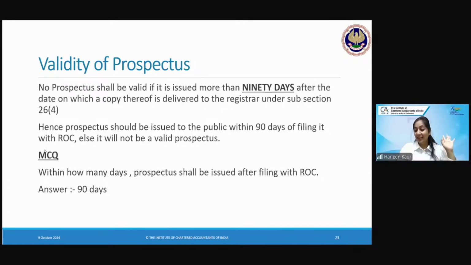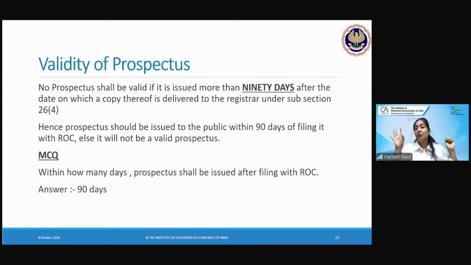The last point, 10th point, you can mark it. Very, very important. Prospectus shall be valid only for 90 days from the date on which it is delivered to ROC. So if you have given the copy to the ROC on 1st October 23, from 1st October you'll count 90 days: 31 days of October, 30 days of November, and then the balance days of December, till that last day of December. 90 days, the copy of prospectus will remain valid.